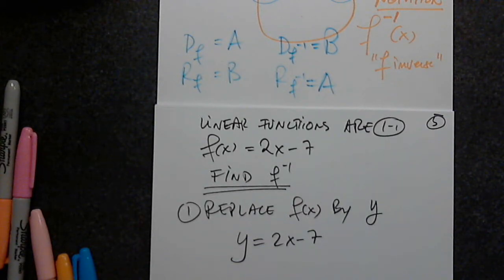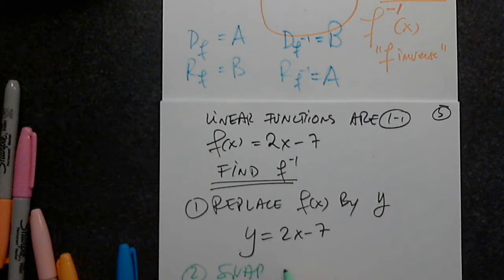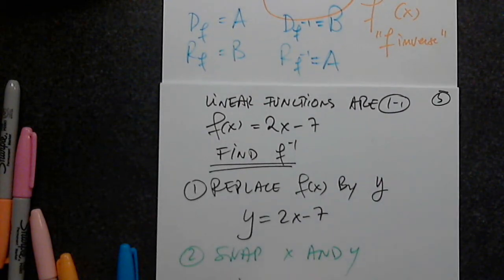The second step. I am going to swap x and y. And you should say no. So step 2, swap x and y. Here's what I want to write, and you tell me if you allow me.